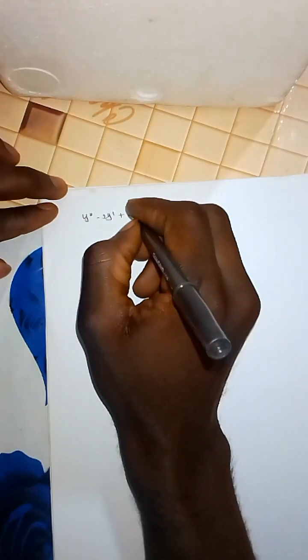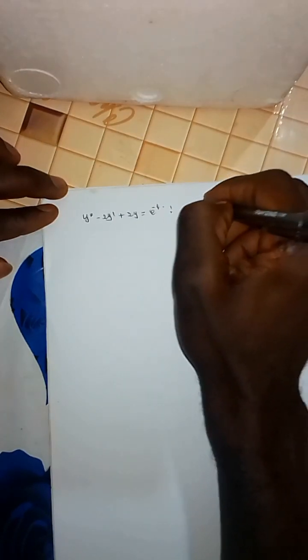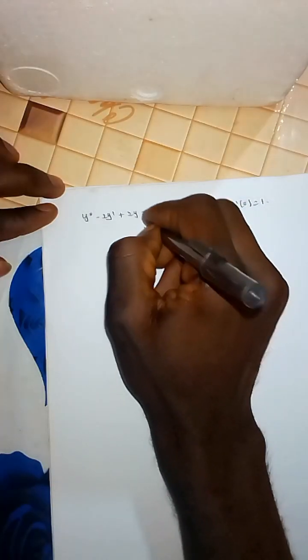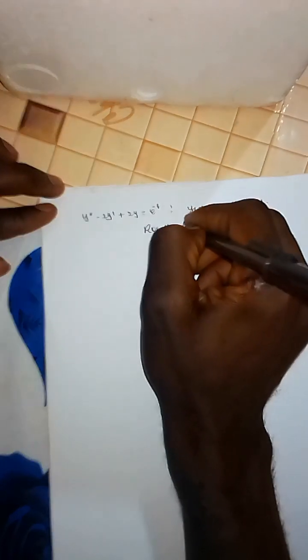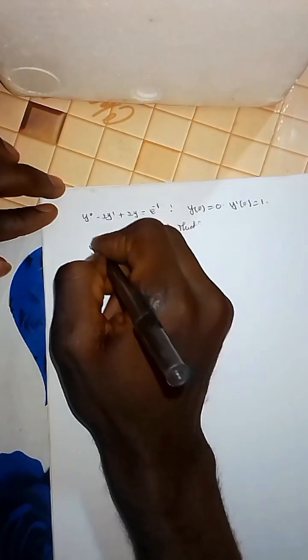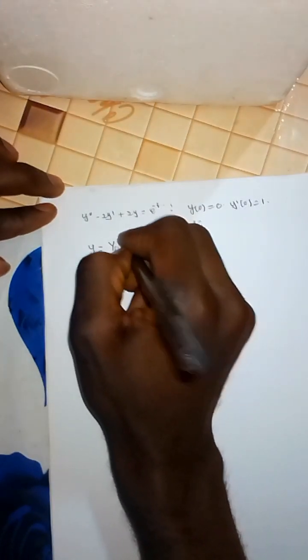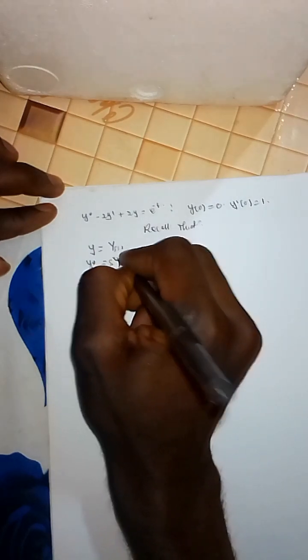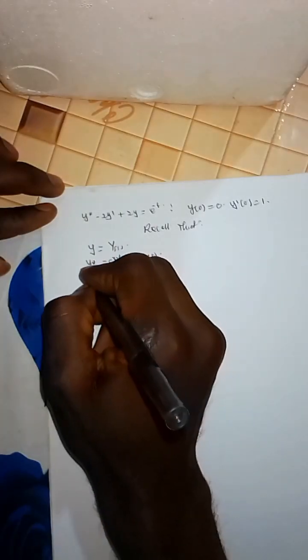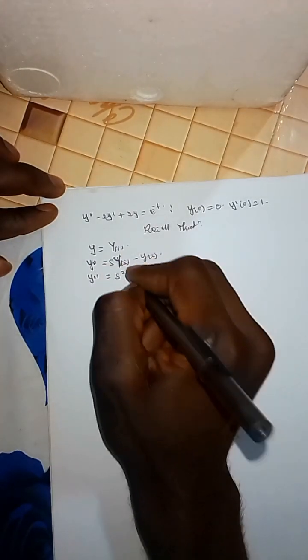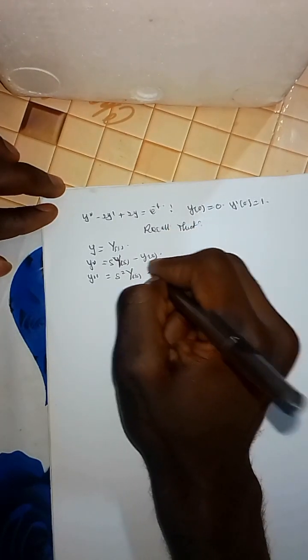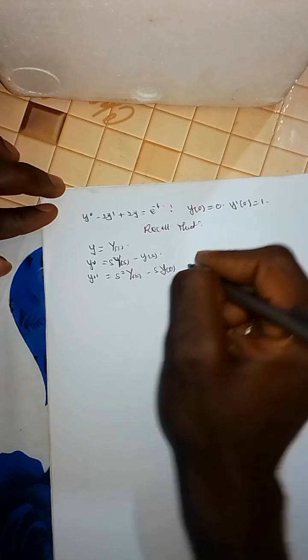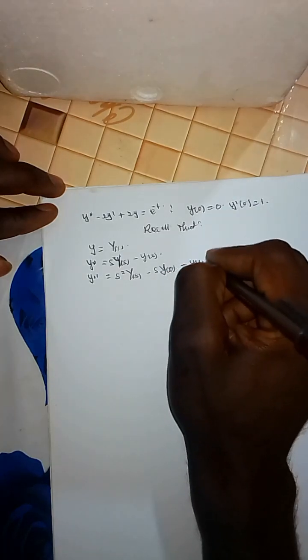Now, before we enter into the solution of this differential equation with initial conditions y of 0 equal to 0 and y prime of 0 equal to 1, you should recall that the Laplace transform of the variable y is equal to Y of s, and that of y prime is equal to s Y of s minus y of 0, and that of y prime prime is equal to s squared Y of s minus s y of 0 minus y prime of 0.